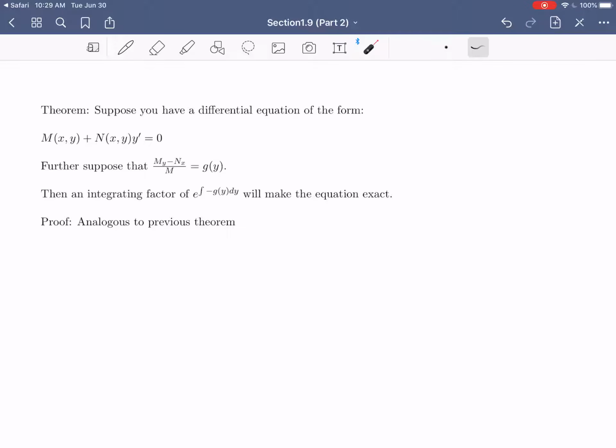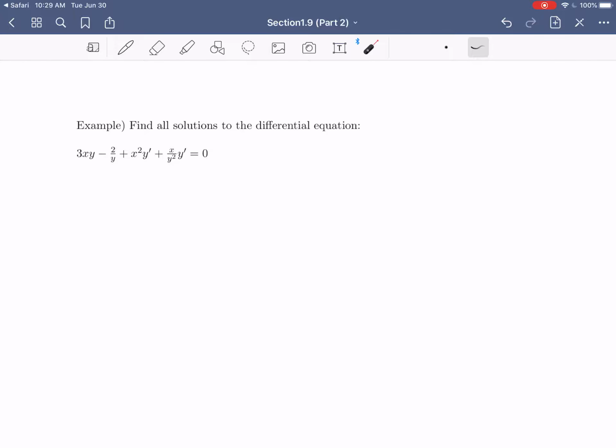Okay, so let's go ahead and take a look at some examples now of this. So we're going to first begin with this. We're going to try to find all solutions to this differential equation.